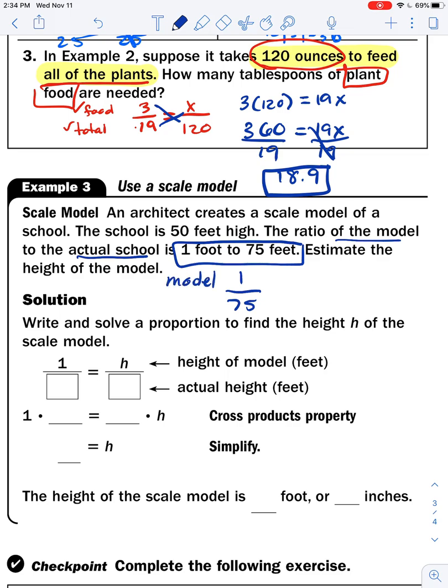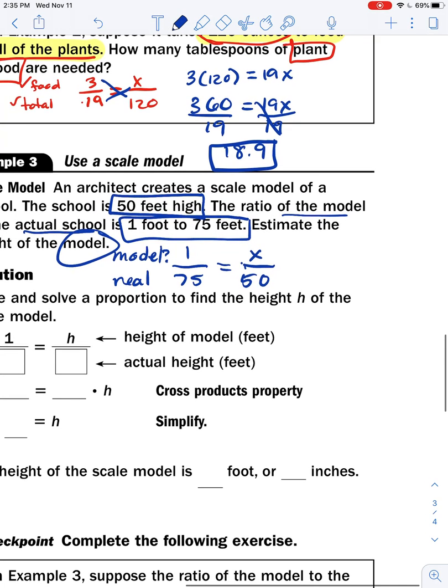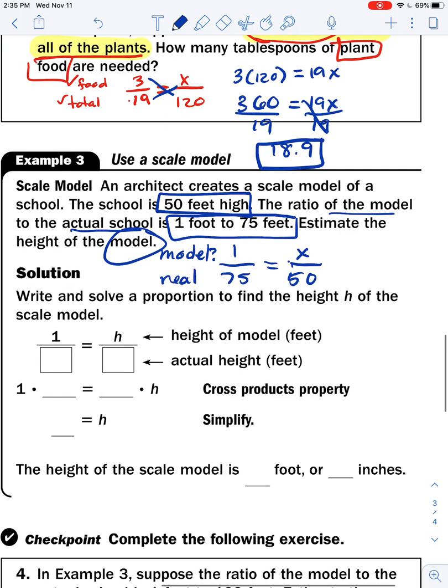That's what I need. So if I have 1 to 75, where this is the model and this is actual or real life, here when it says the school is 50 feet high, that's in real life. So then that 50 goes on the bottom, and then it says estimate the height of the model. Well, that's going to be my unknown, what is the model size. The building you're trying to model is 50 feet, even though I wrote it in a way that looks like 60. And now I can go ahead and do my cross product. If you're wondering what all this is, it's just the formatting of what I'm already doing.